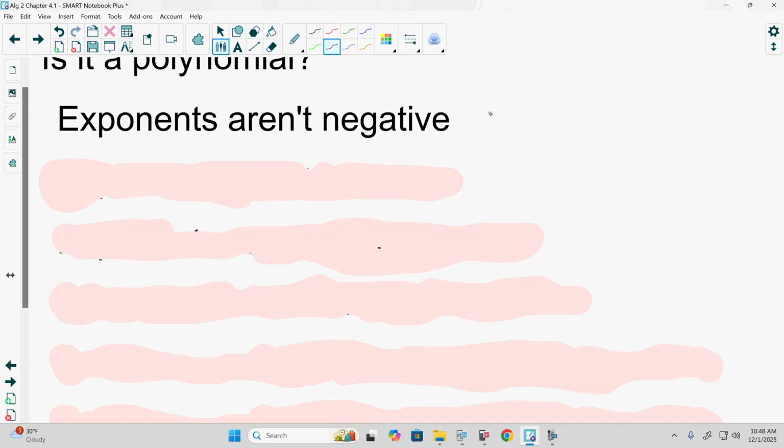So we cannot have x to the negative second power. This will not be considered a polynomial function. We could have 2 to the negative 1/2 power. That's fine. But we cannot have a negative exponent attached to a variable.